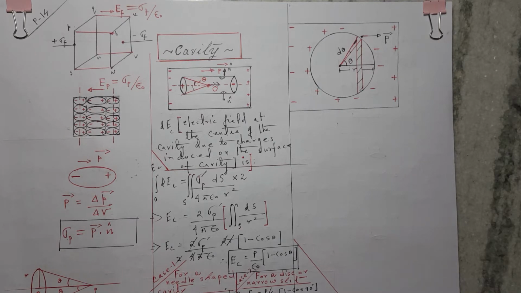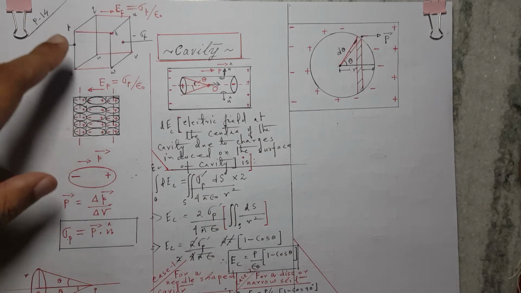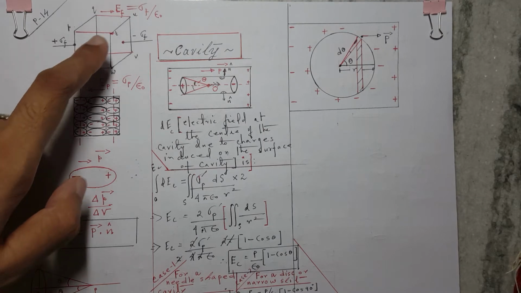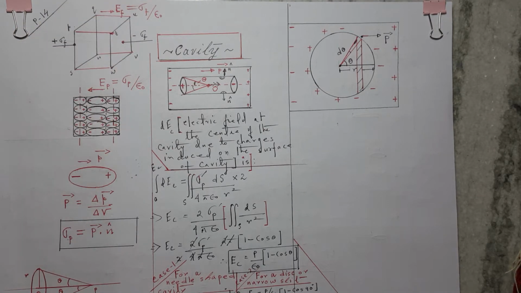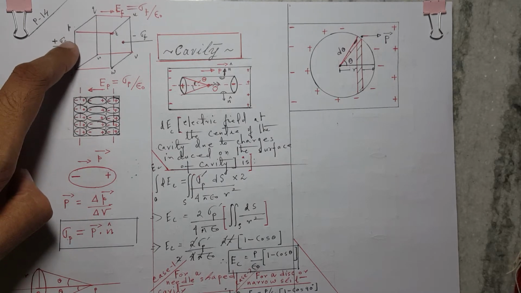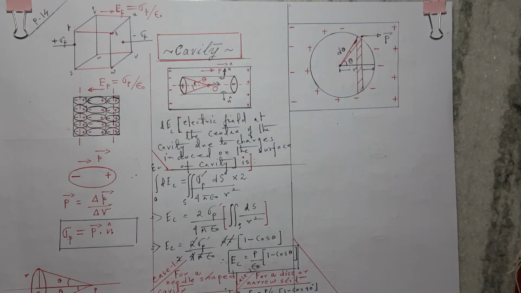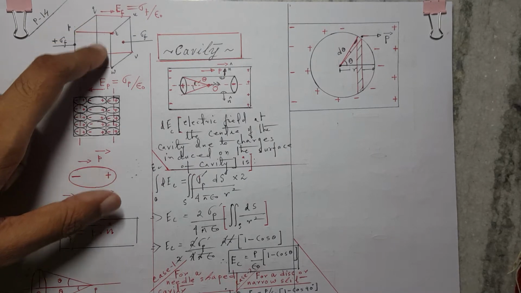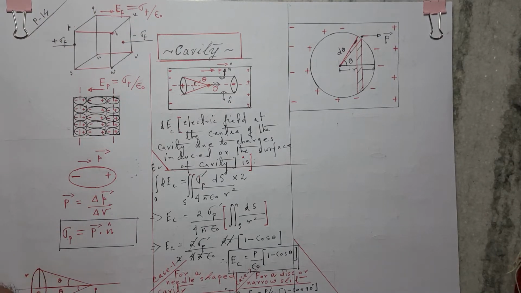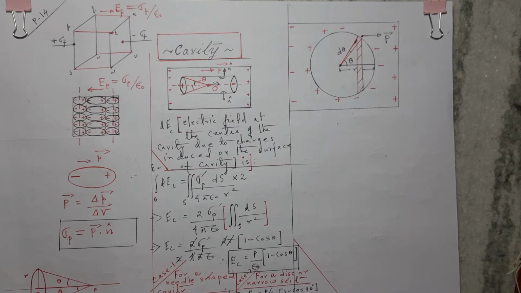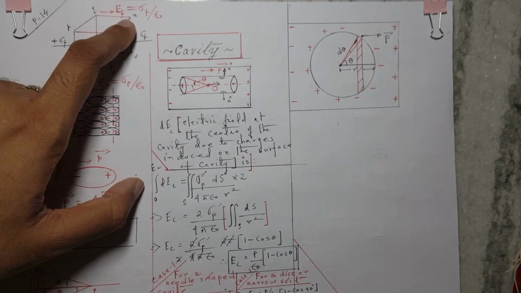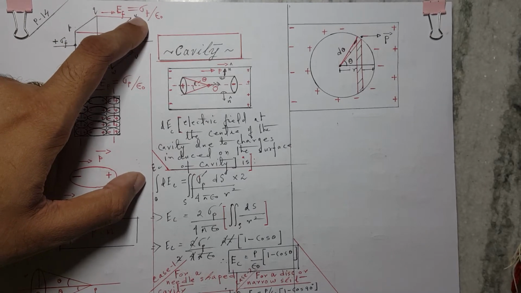So suppose you have two capacitor plates, PQRS is one capacitor plate and TUVW is another capacitor plate. These two capacitor plates have charges plus sigma F and minus sigma F, the surface charge density. And if no dielectric is present, only air is present inside, for an air core condition, the electric field in between the capacitor plates is definitely EF equals sigma F by epsilon naught.